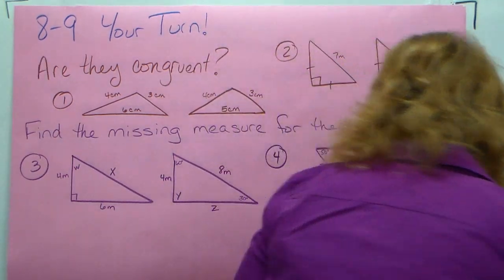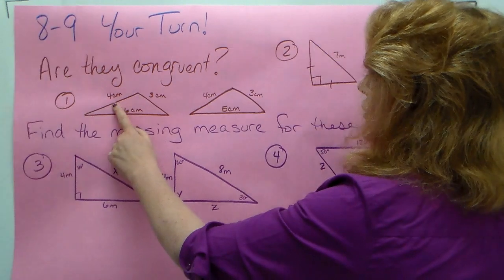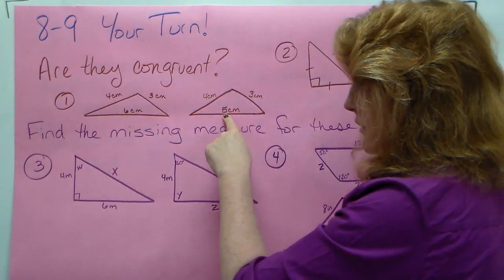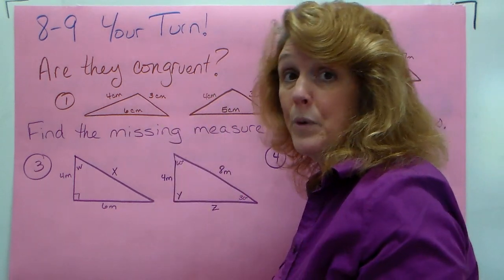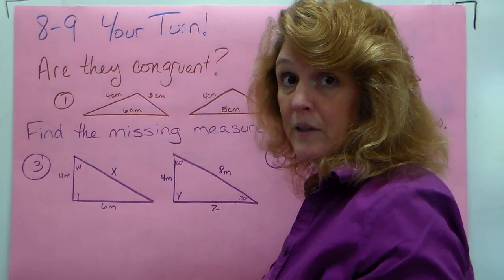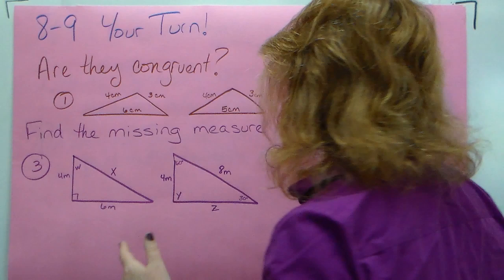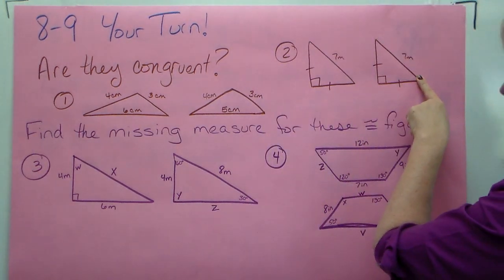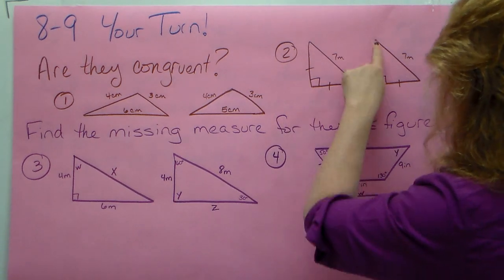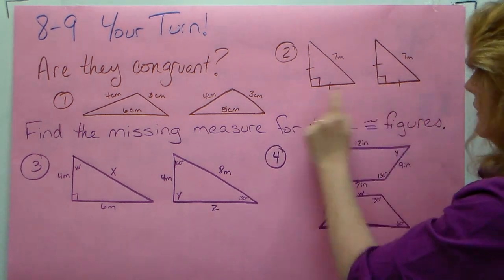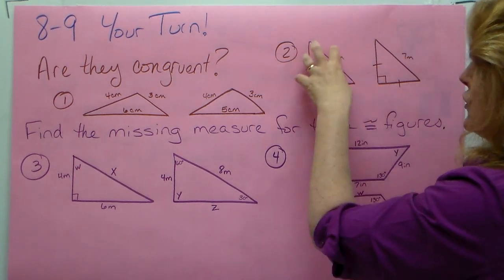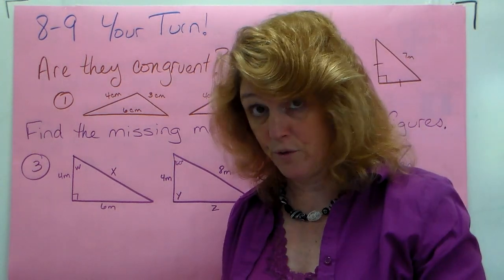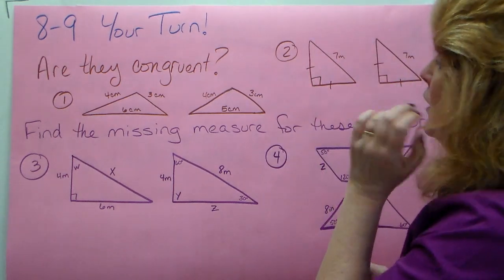So, looking at these two. I have a 4, a 3, and a 6 here. A 4, a 3, and a 5 here. Are they congruent? No, because the sides are different. The sides and the angles have to both be the same. Here, I've got this and this are both 7. These are the same, and these are the same as those. This angle is the same as this angle. So everything about these two triangles is the same. So those two are congruent. That's a yes.